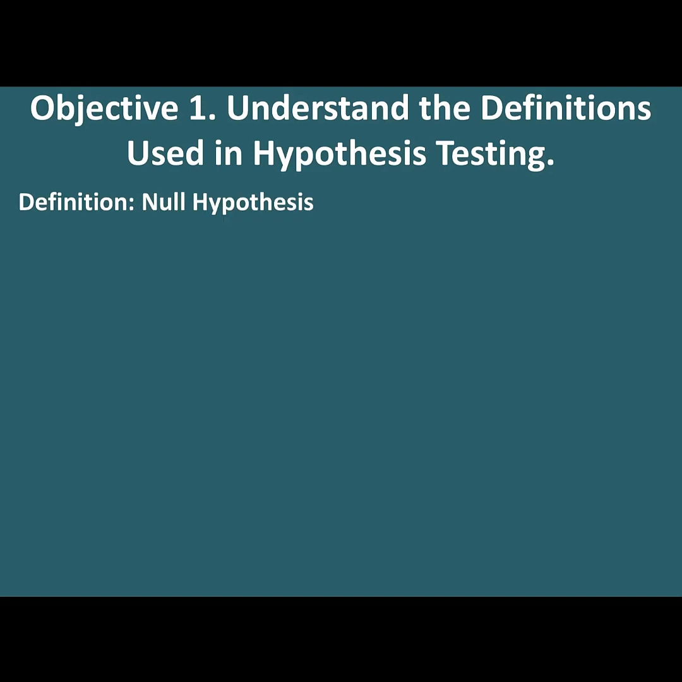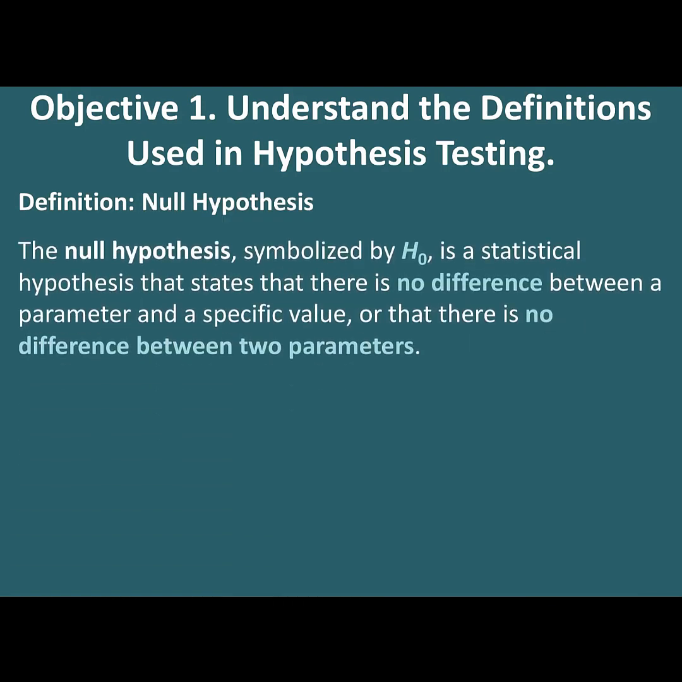Next definition is the null hypothesis. The null hypothesis, symbolized by H sub 0, is a statistical hypothesis that states there is no difference between a parameter and a specific value, or that there is no difference between two parameters.